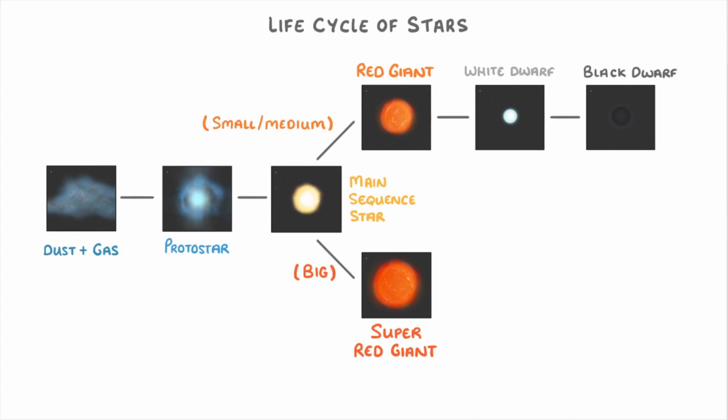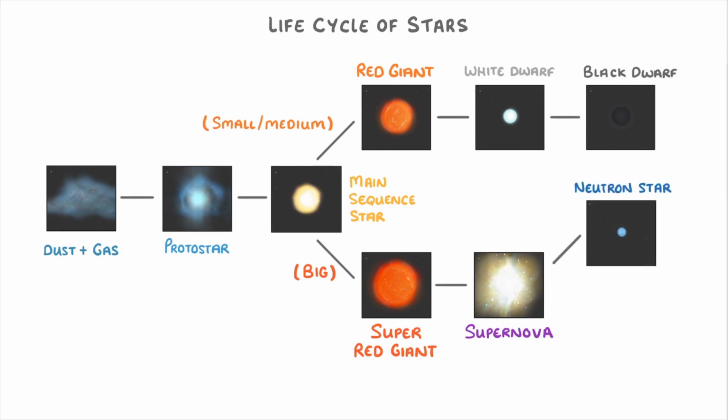Meanwhile, the red supergiant explodes in a supernova, ejecting heavy elements across the universe. And it then condenses into a neutron star if it was only pretty big, or into a black hole if it was truly massive.